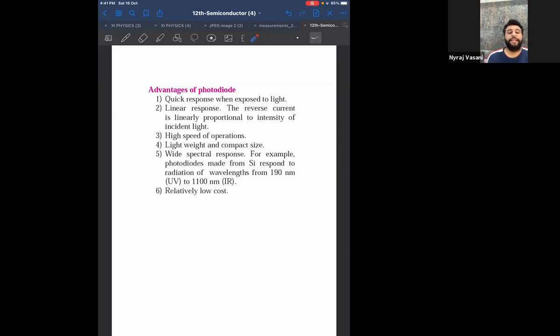Yes, Nikhil, it will be very, very less. Compared to a normal diode, the current output of a photodiode is very less.